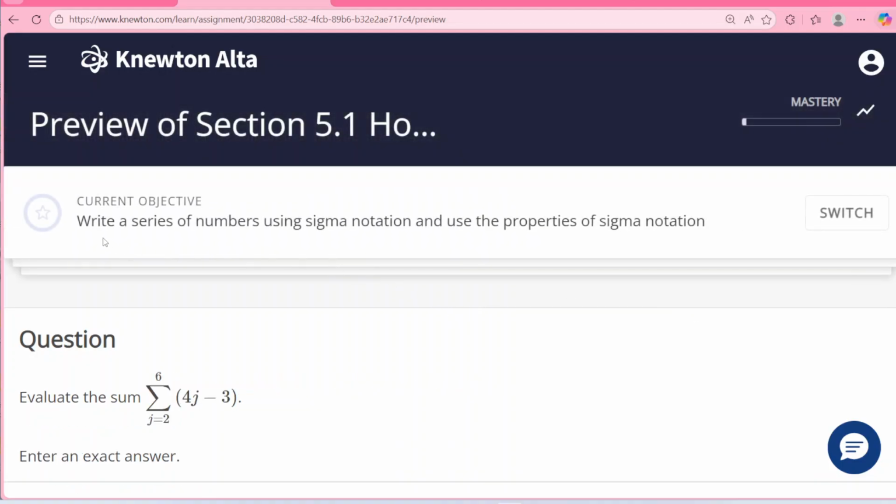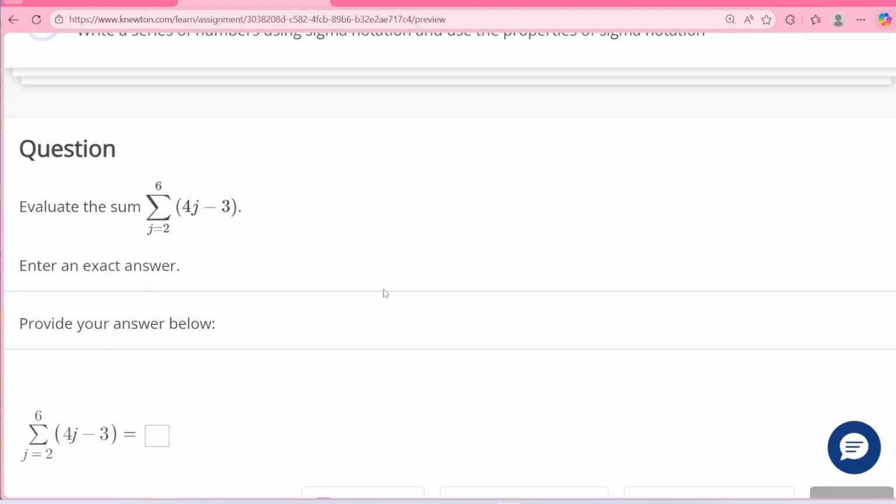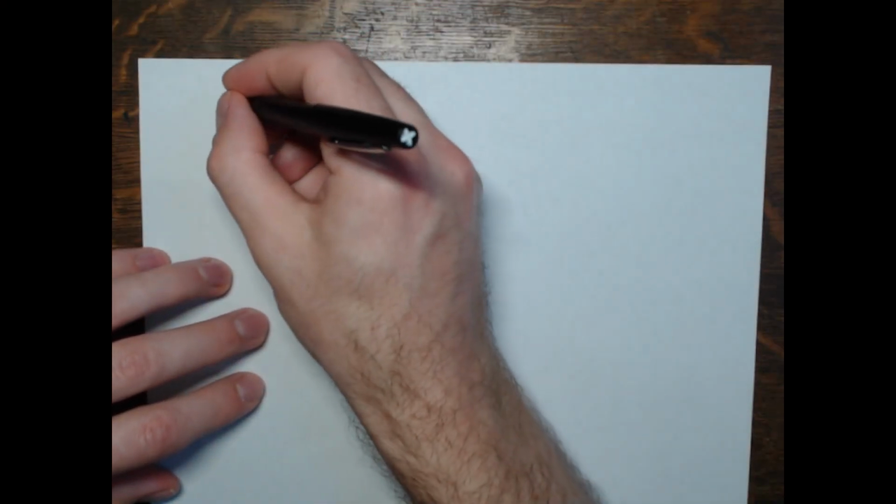All right, so this one is the other objective in this heading with the sigma notation. So write a series of numbers using sigma notation and use the properties. Those properties I had mentioned, those were just a few of them, of sigma notation. So look, this is evaluate the sum. Enter an exact answer. So we're given the sum.